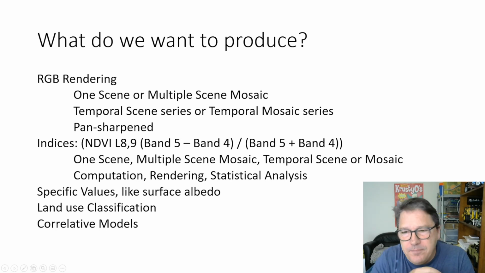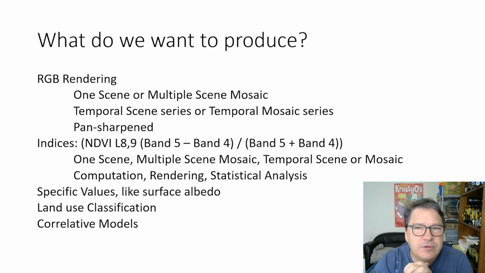Right, so you've got all those possible inputs and all those possible outputs. What do you want to use? What should we use? Well, it kind of depends on what you want to produce. So, do you want to produce red, green, blue rendering? Which, of course, you'll do in ProRaster Scientific.